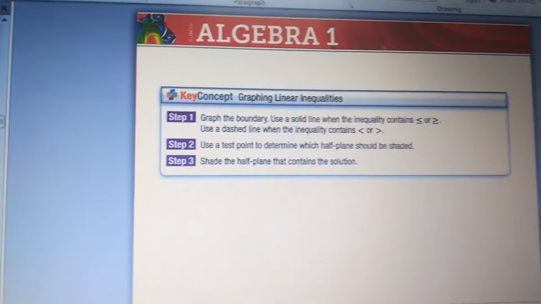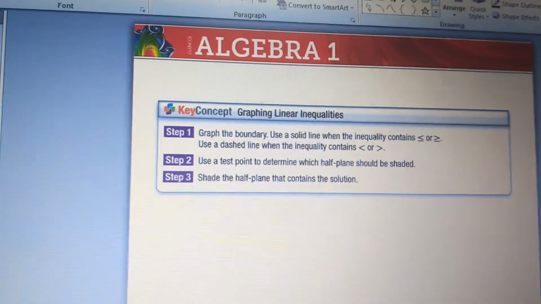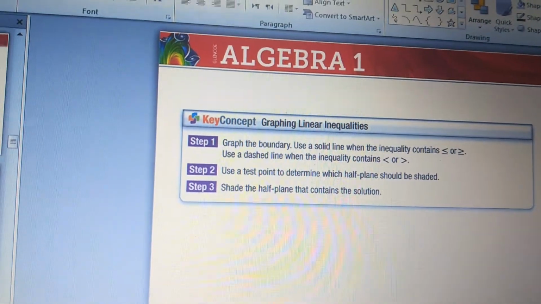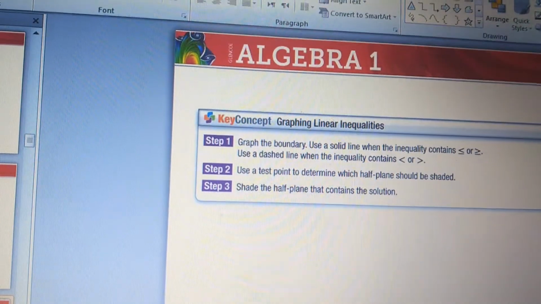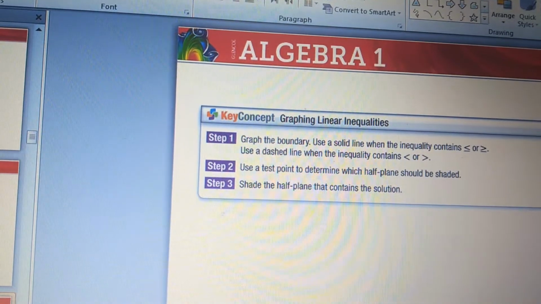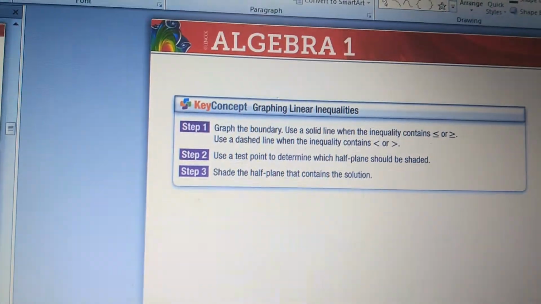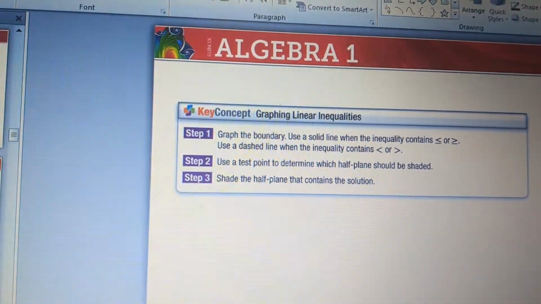After you graph the line, here we have two kinds of lines. Like you remember in the previous lesson, we have solid circle and empty circle. Here we have two kinds of lines, solid line and dashed line. Solid line if you have more or equal, less or equal. Dashed line if you have more or less.